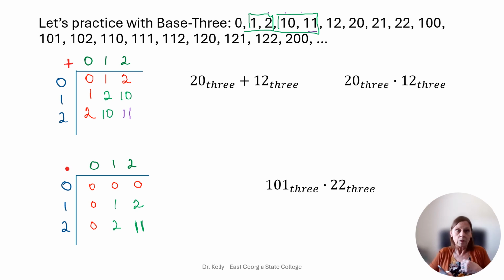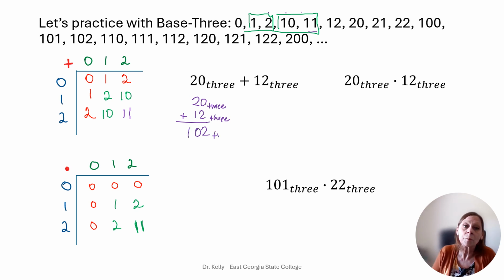Okay. And so let's knock these out real quick. There we are. 20 base 3 plus 12 base 3. 2 plus 0 is 2. 2 plus 1 is 10. So that's 102 base 3.